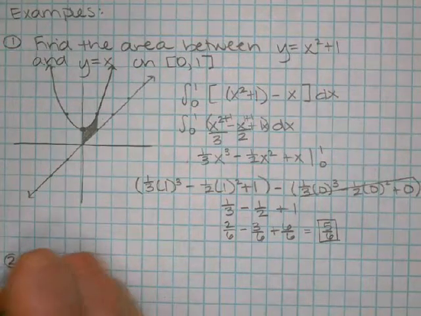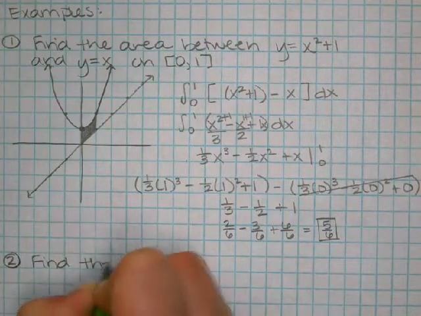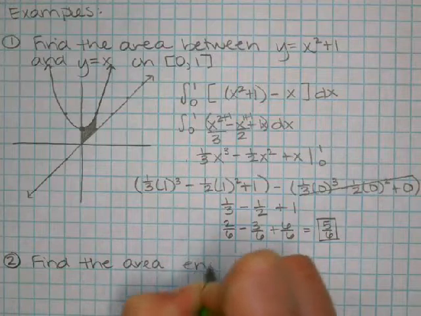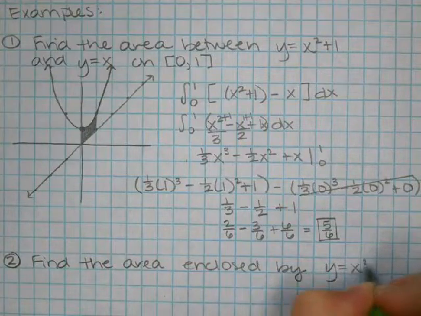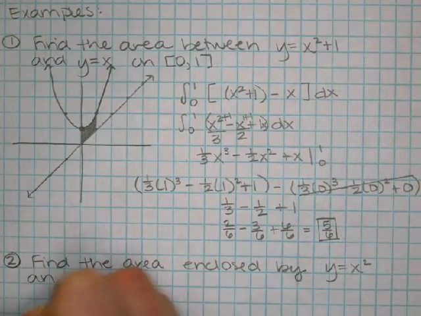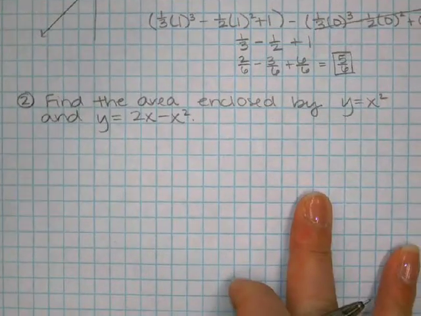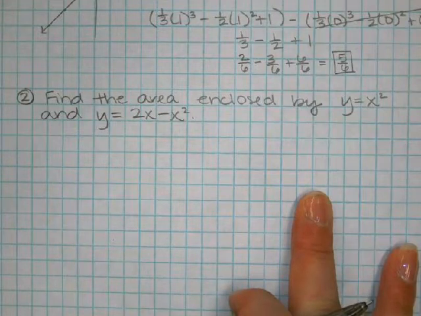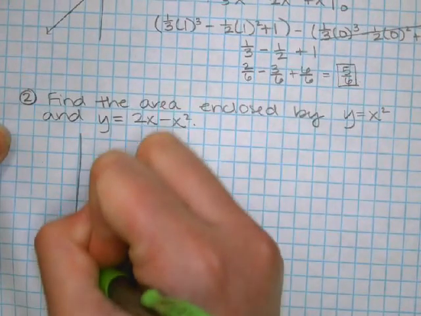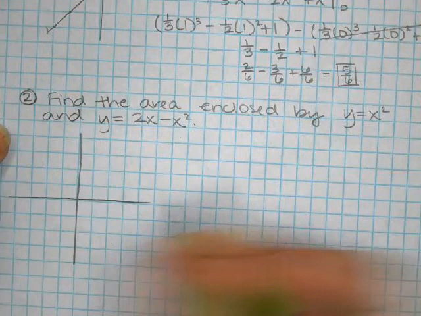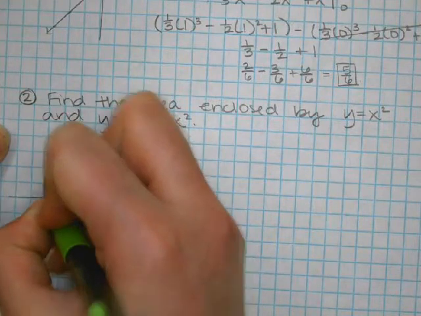Okay, example 2. We're going to find the area enclosed by y equals x squared and y equals 2x minus x squared. And here they did not tell us an interval, so that means that somehow in the problem we're going to have to be able to figure out what the interval is to find the area. So there's got to be some sort of boundary that cuts everything off. So I'm going to go ahead and graph that first parabola, because that one's pretty easy to graph. That's just normal.